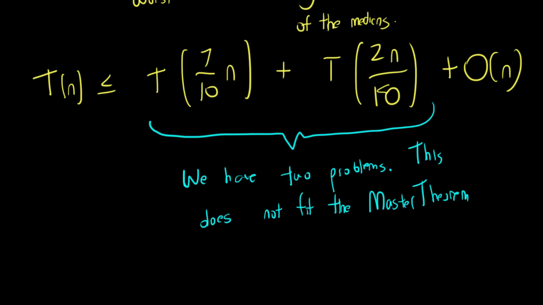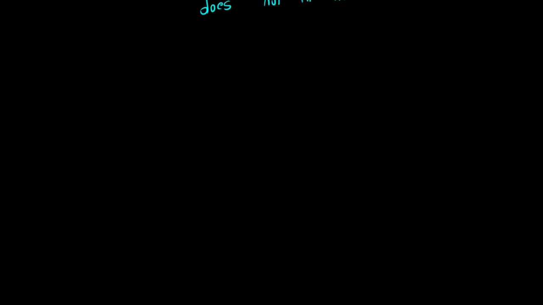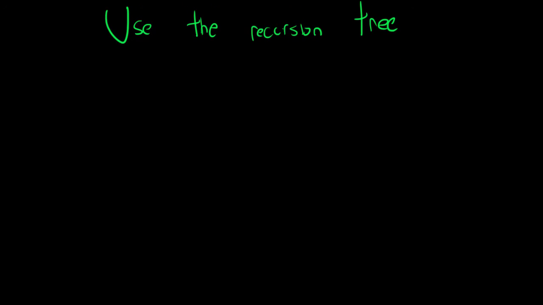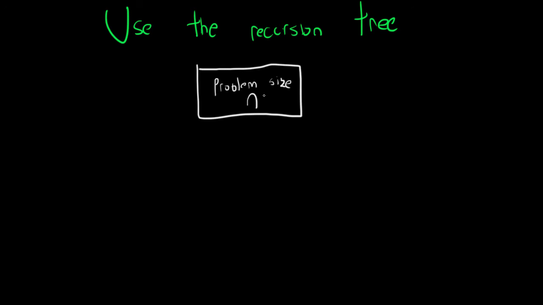Let's get a new color. We are going to get wild. We cannot directly go with the master's theorem, but we can use the recursion tree method. So let's go ahead and get absolutely crazy right now, and we are going to just draw this out. We are going to have on top of our tree over here, this is level 0, problem size, and this is our problem right over here.